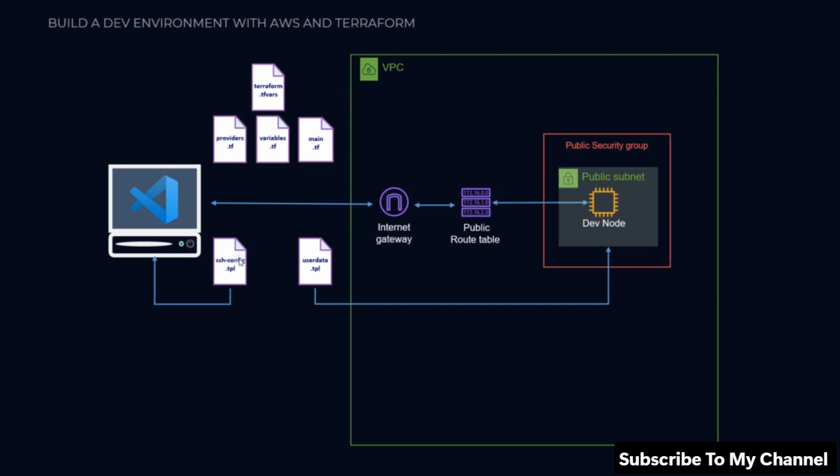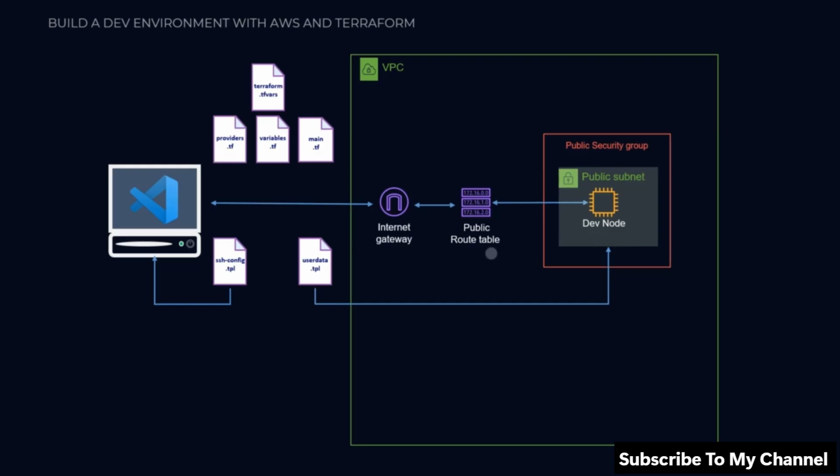And then we've got a configuration file here that's going to configure VS Code based on the IP and other information of our developer node. And we've got our user data that's going to bootstrap that node. Now in AWS, we will build out a VPC. We're going to build out an internet gateway, public route table, a security group, a public subnet, and an EC2 instance. So all of this together will form our developer environment.